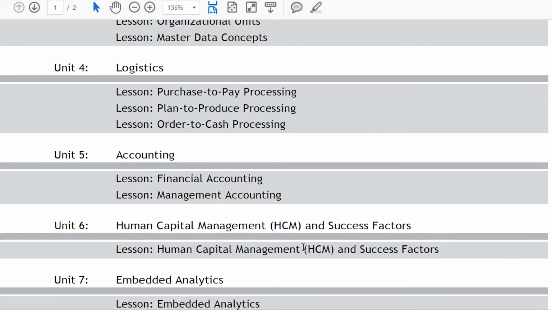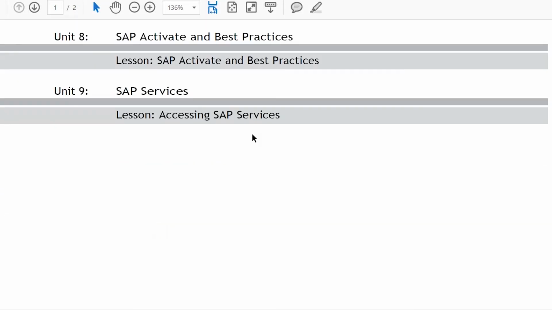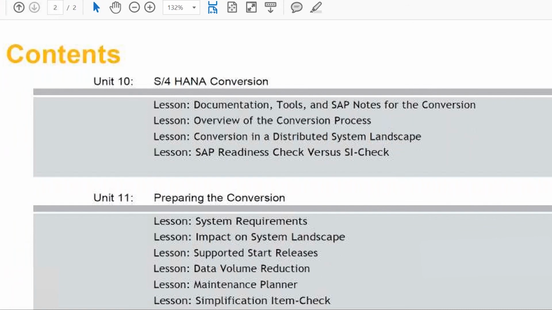Since we don't have the HR functionalities in S4 HANA, we need to understand the current model, that is SAP SuccessFactors. There may be people using Workday, but we are not focusing on Workday. We are only focusing on SAP products. Then embedded analytics to learn something on the analytics side, and these two are more related to the admin perspective. And once we are okay with all these topics, we will look at this crucial part called S4 HANA migration, where we will understand how to do this conversion.